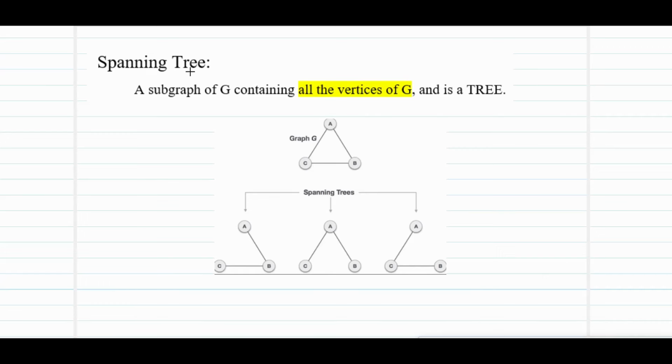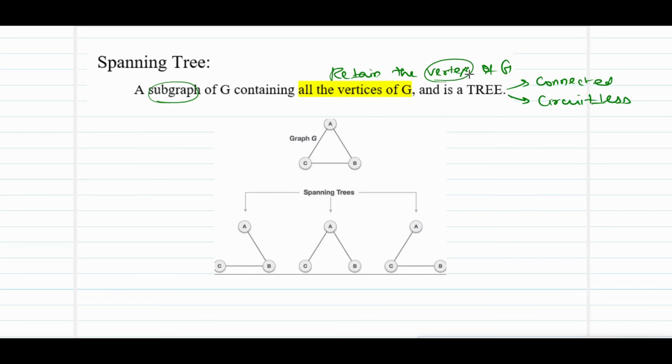What do we mean by a spanning tree? A subgraph of G that contains all the vertices of G, and furthermore is a tree, that is, it is connected and it is circuitless, then this subgraph of G will be referred to by the name spanning tree. So what we do is we retain the vertex set of G.